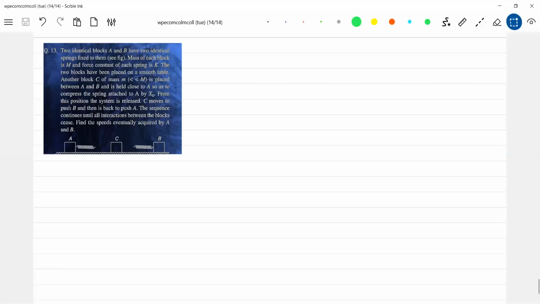Read the question carefully, the small condition he has put is very important for us. So what is the thing? Two blocks have been placed on a smooth table and the block C of mass m, which is very much less than M, between A and B at distance L close to A. I have to compress the spring attached to A by x naught. I'll give a sequence of diagrams.